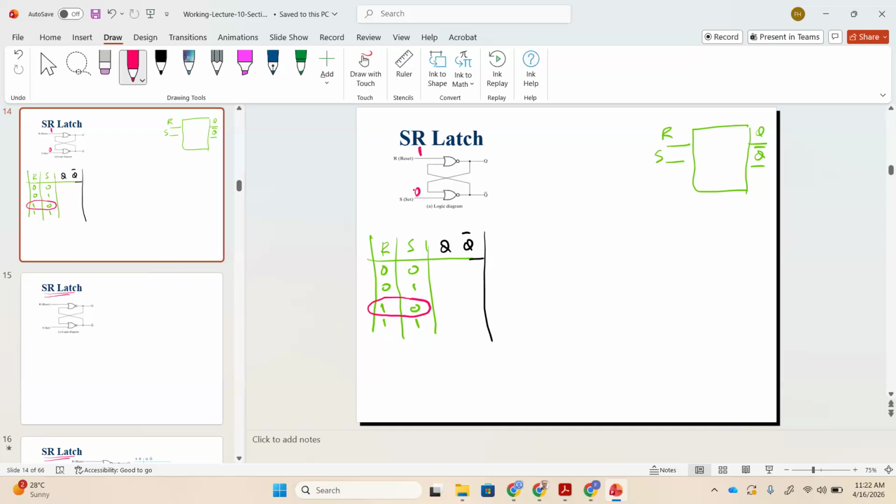Okay, now we have a top NOR gate and a bottom NOR gate. What will be my output? If anyone answers this question in 5 seconds, they may get some points. What will be the value of Q and Q bar? So no one answered. Q is 0 and Q bar is 1.